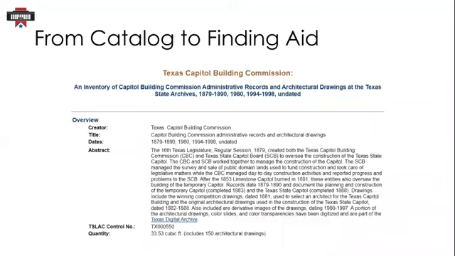So in reading the overview, I find out that some of the drawings are digitized and part of the Texas Digital Archive, or TDA for short. Not pictured here, but further down the finding aid, there is a link directly to the digitized Capitol Building Commission records in the TDA. So I can look at the records online, which saves me a trip to Austin.